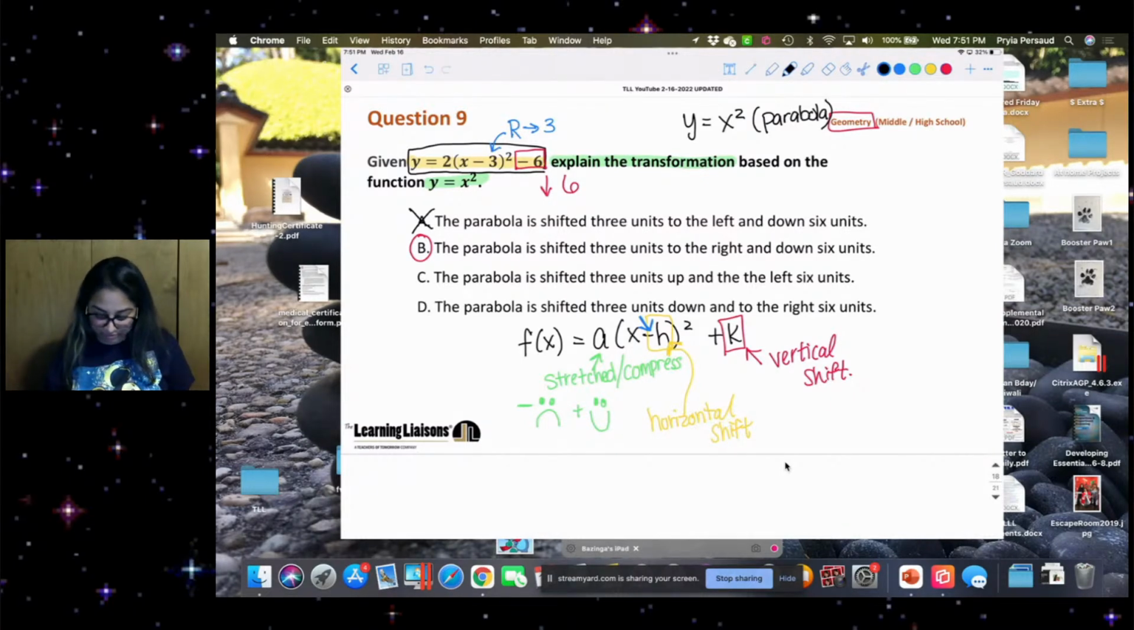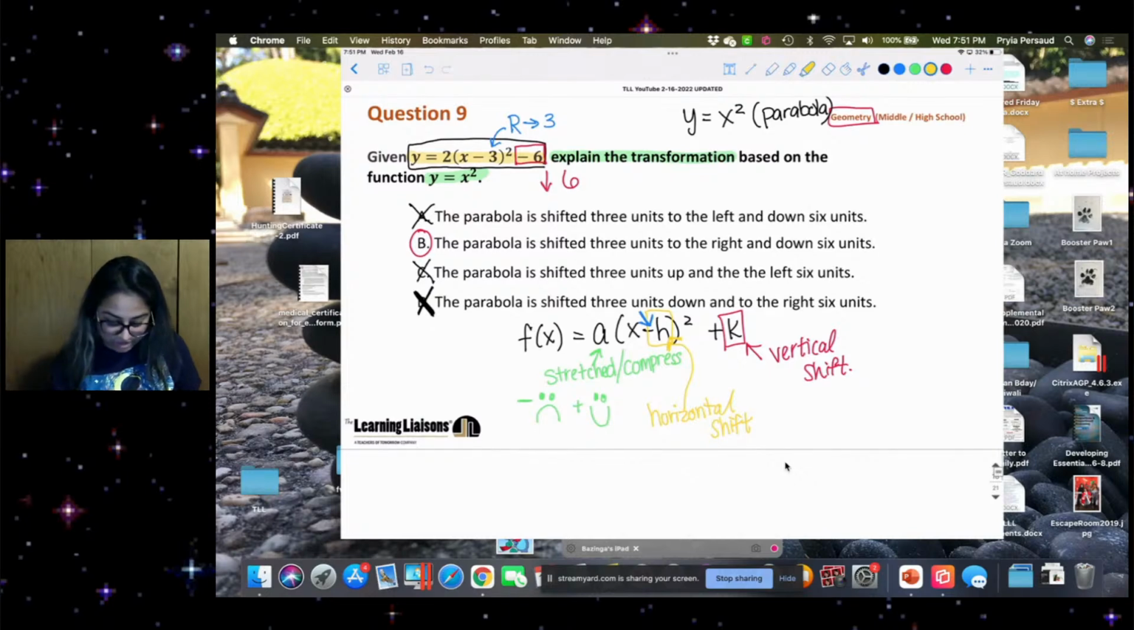C tells me 3 up. No, no, no, no. 3 doesn't tell me to go up or down. 3 tells me left or right. And D tells me we're shifting 3 down, okay? That's wrong. So winner, winner, chicken dinner is going to be B. We are going to the right 3 units, and we're going down 6. Just had to know a little background information on that one.